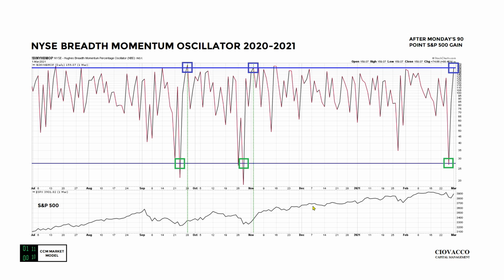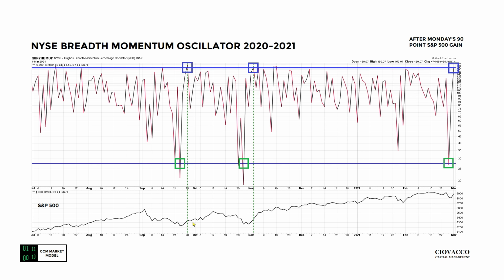The concept of a breadth thrust is a fractal, can also help us on shorter term time frames. This is a little bit of a mini thrust here in September of last year, a mini thrust here late October, early November of last year, a similar move this week on March 1st.